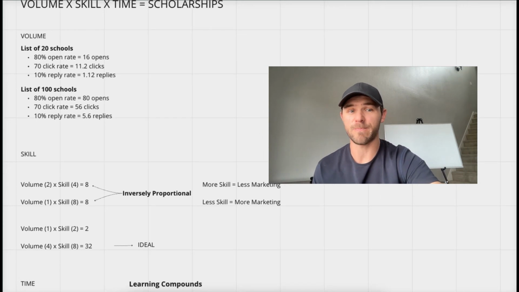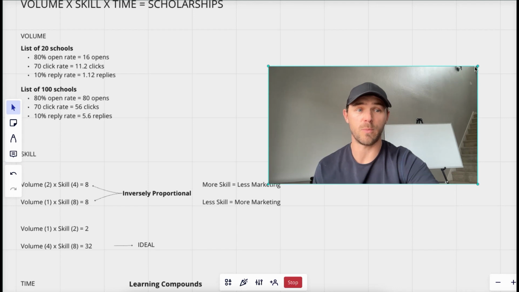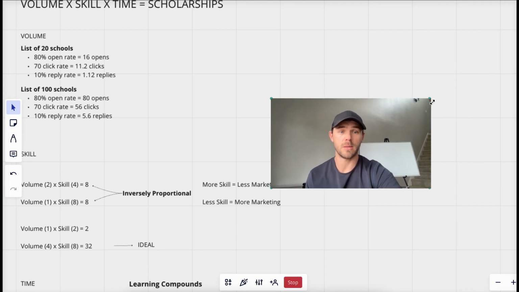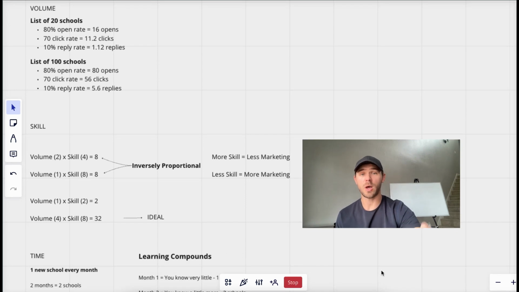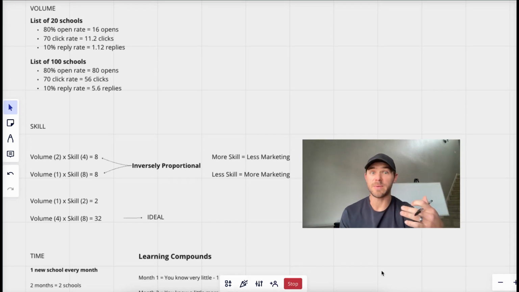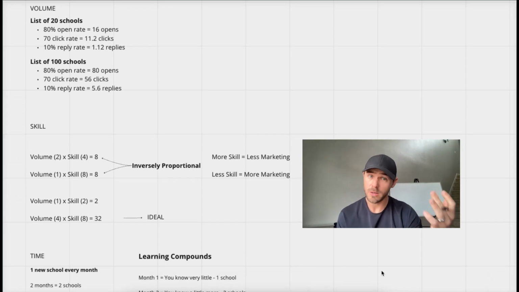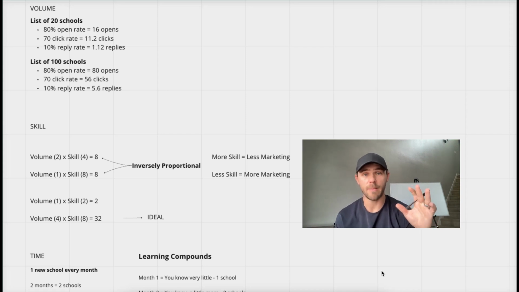Okay, so that's the first piece. The second piece here is skill. And I'm going to make myself smaller so that you can see this a little bit easier. The second piece is skill. Okay. Now, when we talk about skill, not every player is going to be the same skill level, right? Some are better and some are worse. Here's the thing about skill.